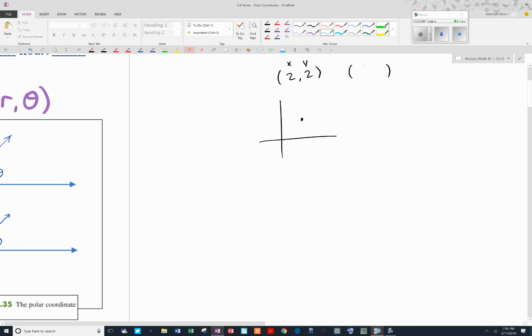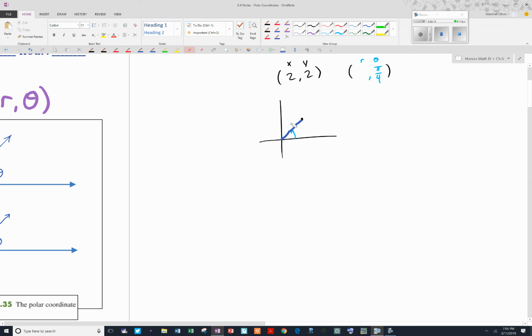The polar coordinate system gives things in terms of r and theta. So theta would be the angle that this terminal point is on. In this case, if you're at (2, 2), we know that theta would be 45 degrees, or pi over 4. r would be the distance from the origin, which we're actually going to call the pole in our polar coordinate system. From the origin to that point, that distance would be called r.